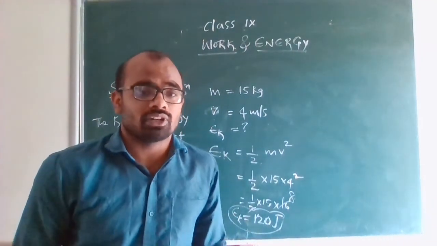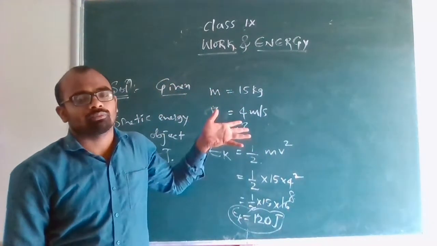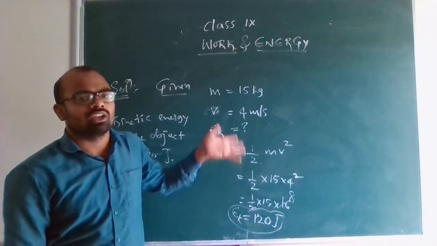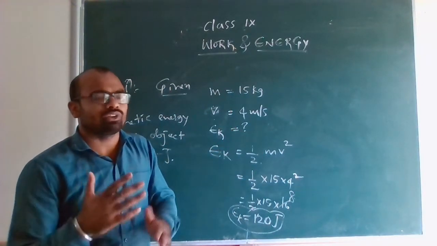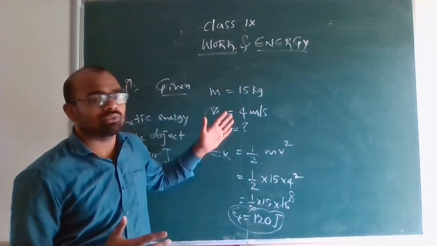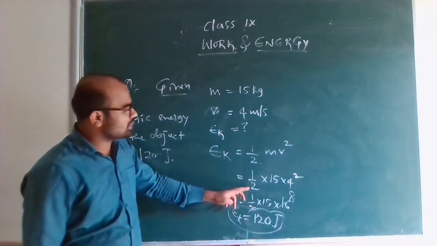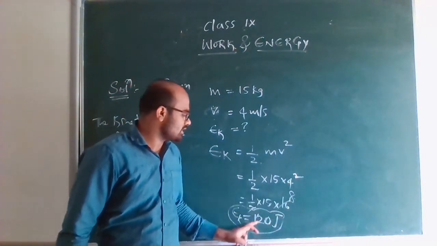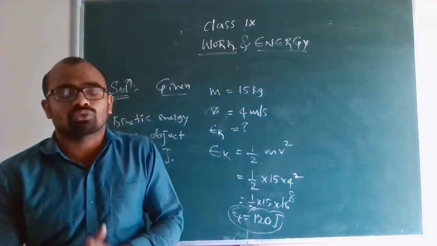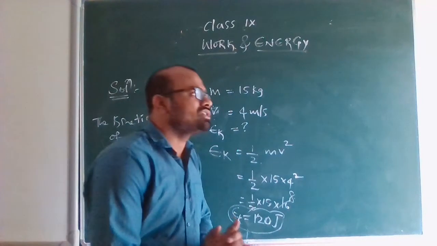I hope this one is clear. Mass 15 kg, velocity 4 meter per second, and we need the kinetic energy. Ek is kinetic energy, Ek equals half m v square. Half into m, which is 15, v is 4. 4 square is 16. 2 ones are 2, 2 eights are 16, so we get 8. 15 into 8 is 120 joules. So the kinetic energy possessed by the body is 120 joules.